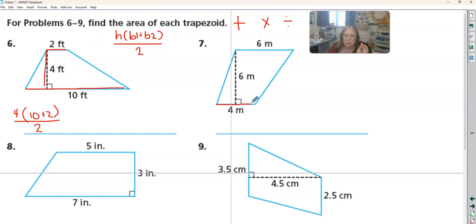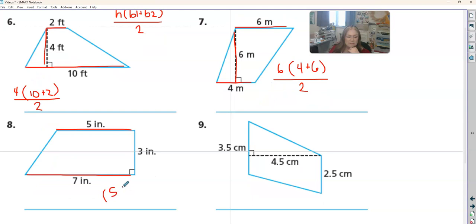So this one we have 4 and 6. So we're taking 4 plus 6, and we're timesing it by that height of 6, and then cutting it in half. So this one here, we have our base here and our base here. So 5 plus 7. And then we're timesing that by the height of 3, and then cutting that in half. Now this one is just tipped on its side. So we can see this height is this square right here.